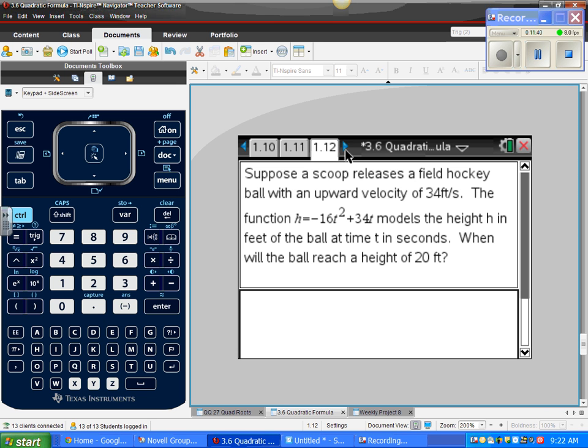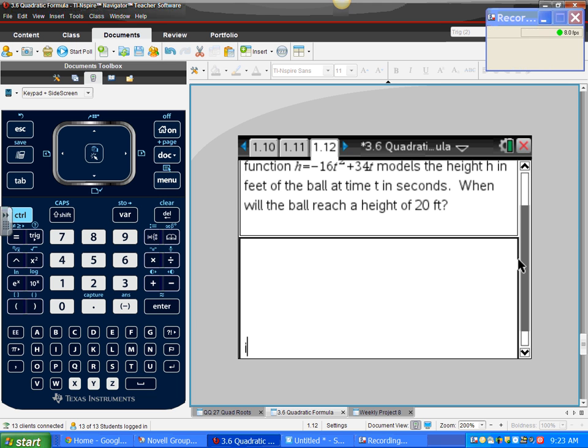Suppose a scoop releases a field hockey ball with an upward velocity of 34 feet per second. The function h equals negative 16t squared plus 34t models the height h in feet of the ball at time t in seconds. When will the ball reach a height of 20 feet? What's it asking us to do? Good, we want to set it equal to 20 because that's the height, right?